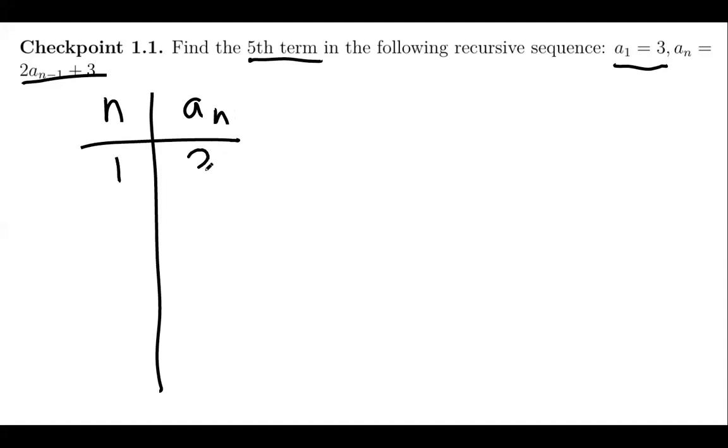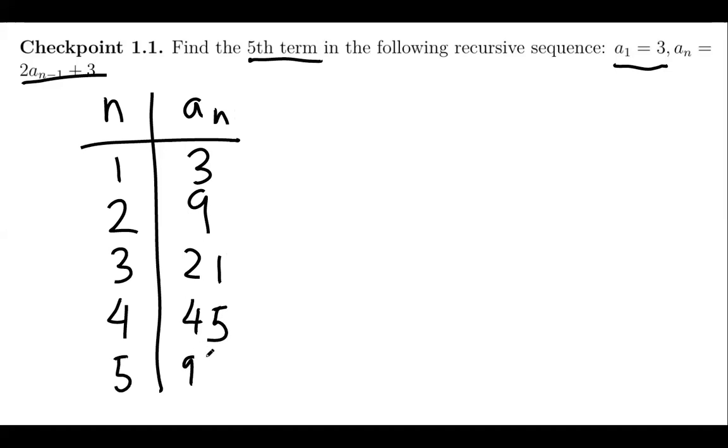a_1 is 3, and then for n equals 2, we double it and add 3. So that would give us 9. And then for the third term, we double 9 and add 3, which is 21. And then same for the fourth term. And then we get that the fifth term is 93.